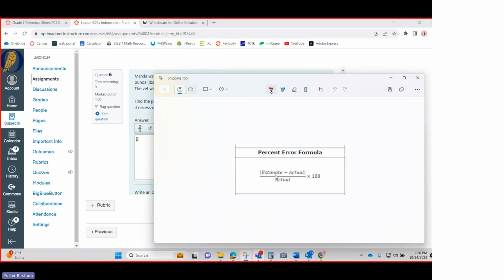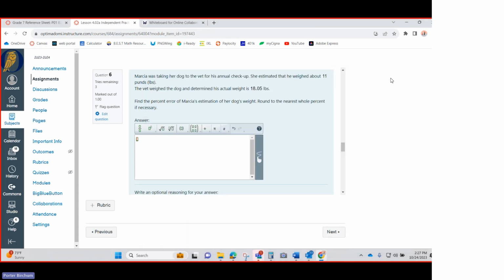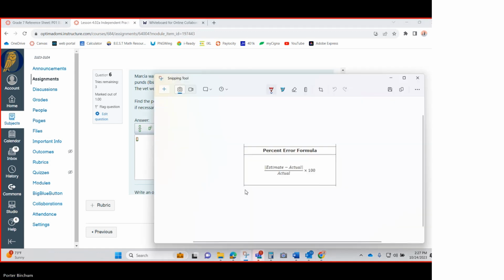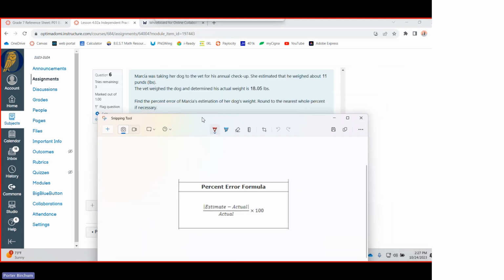Okay, so I need the estimated value and the actual value to do this question. Estimated, actual, estimated, actual. Which one of these numbers, let me pull this back up, move it down a little bit. Here we go. Which one of these numbers is the estimated value?